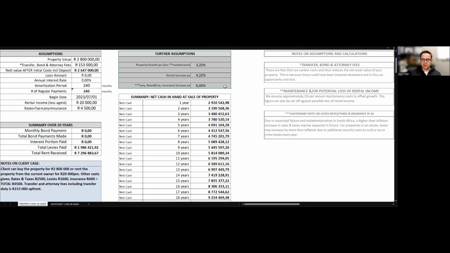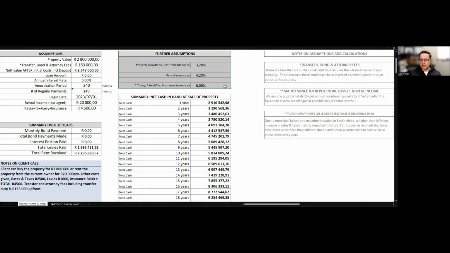currently. Levies, rates and taxes and insurance, we can assume a 6% per annum increase. I've got a triple asterisk there as a cautionary note. And that's for rates and taxes, for example. The municipal failure and maladministration in South Africa has caused a lot of municipalities to not deliver services as promised. And for that reason, I think that rates and taxes might go up more than inflation over the next couple of years, but we're going to stick with the 6% here.